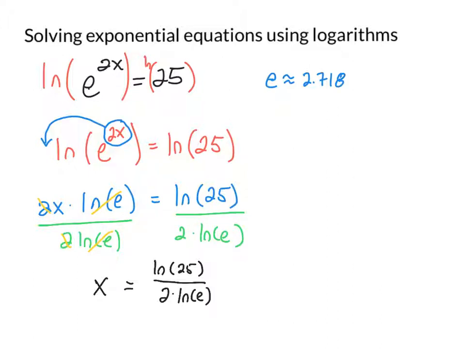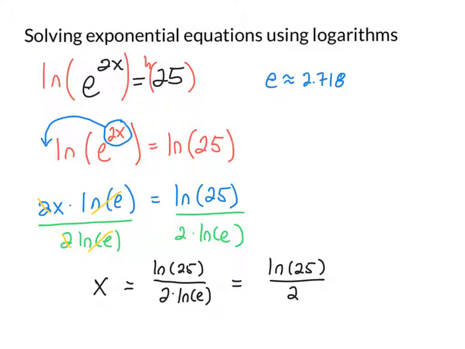Right, so if we wanted to, we could totally just leave our answer like this. This is a number, so if we really wanted a decimal approximation, we could use a calculator, something like Desmos, but we don't have to. We can leave it just like this. If we wanted to take it one step further, I could rewrite this as the natural log of 25 divided by 2.